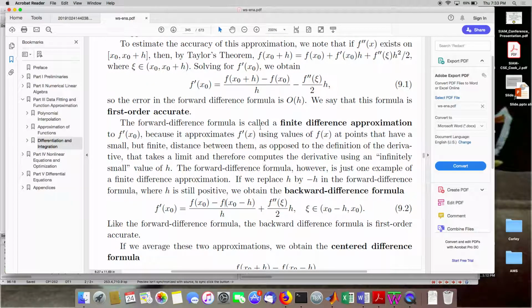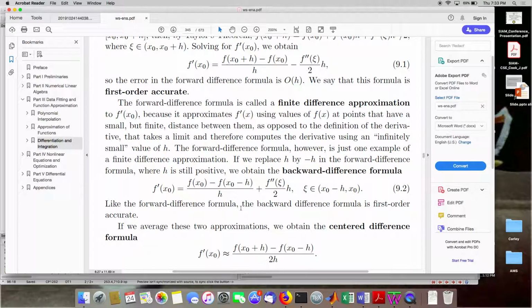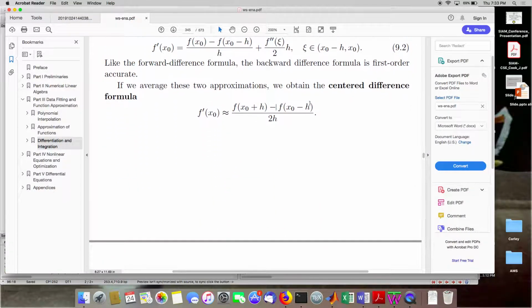So then what you can do is you can average these to get another approximation. Here, the centered difference. So it uses f of x naught plus h, f of x naught minus h, but not f of x naught itself. And what's interesting is, here we benefit from these errors being of opposite sign. If we average them, the errors cancel.